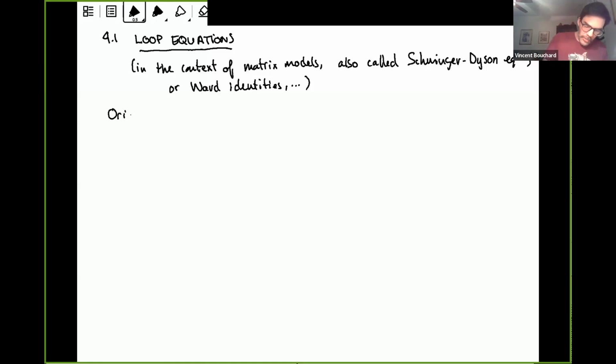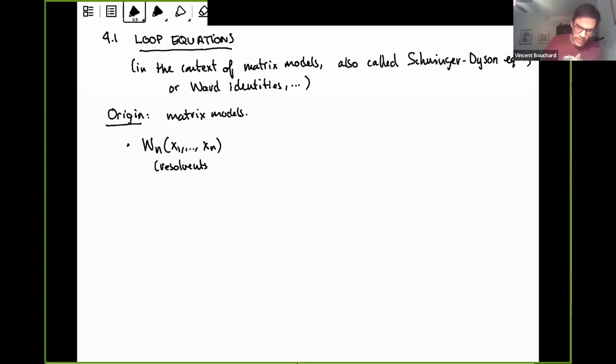The origin of the loop equations, as I said, is in the context of matrix models. There are many ways you can derive them in matrix models, but let me just give you a bit of the context. The objects you're interested in in matrix models are usually called W_n. These are also called resolvents in matrix models. They are basically generating series for some of the interesting observables in matrix models, which are the expectation values of products of traces of matrices. Let me write down the definition of these objects.